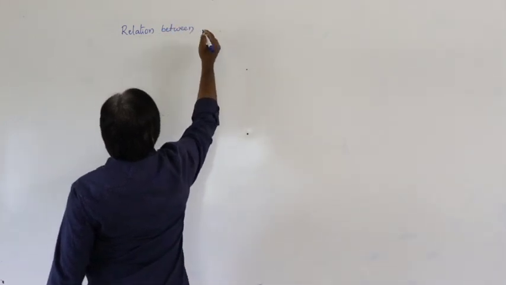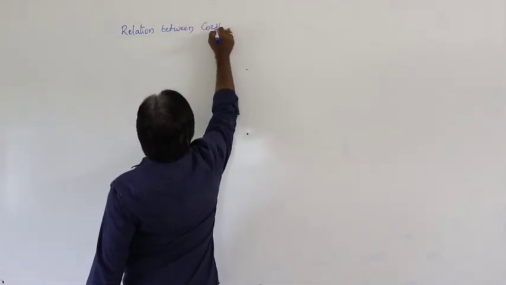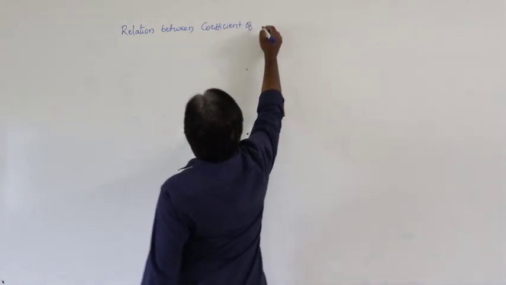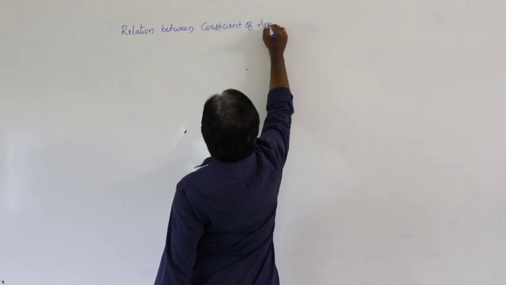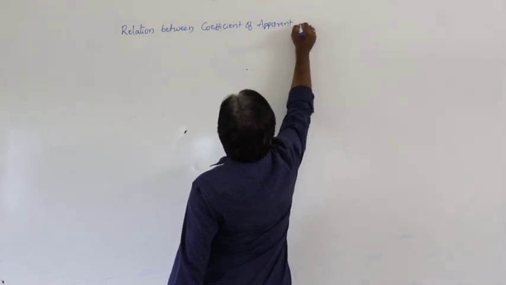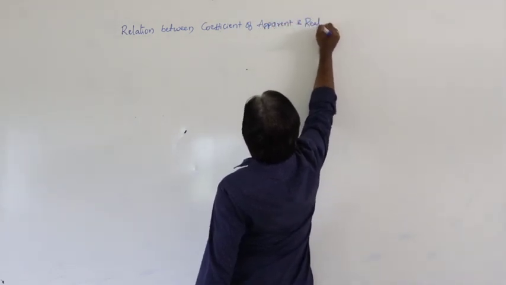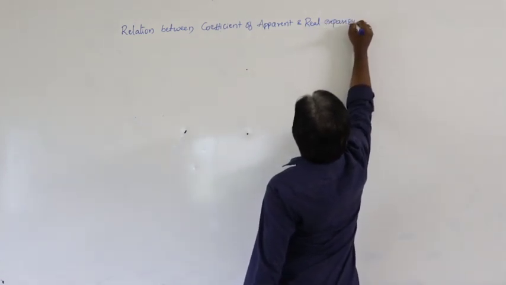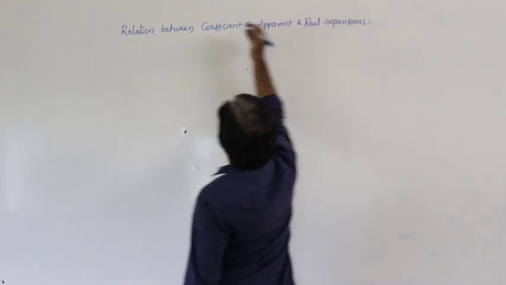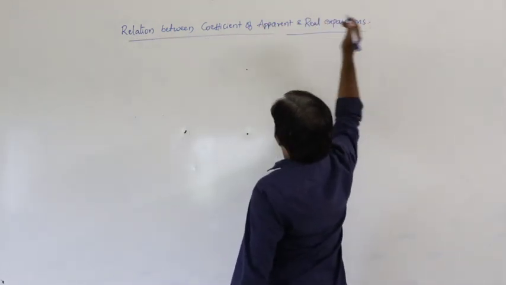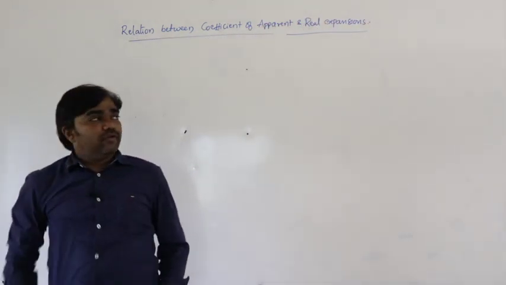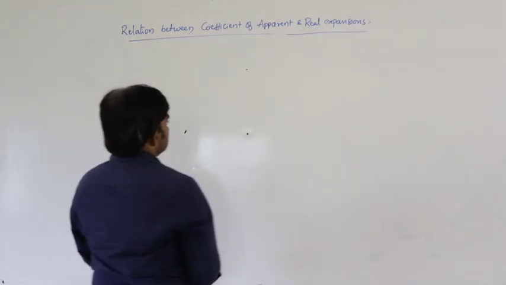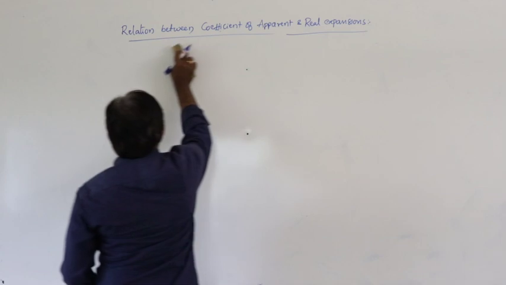Relation between coefficient of apparent and real expansions. So how can we derive this relation?